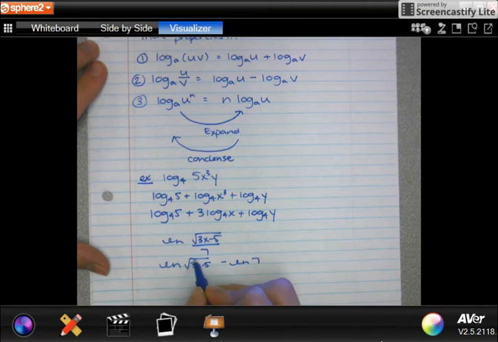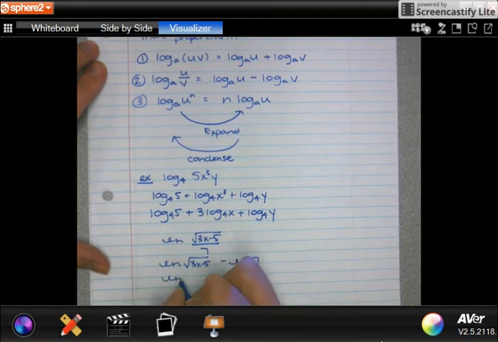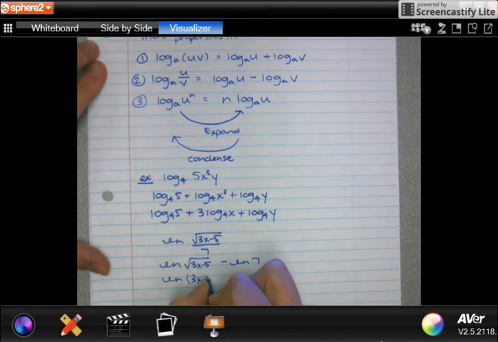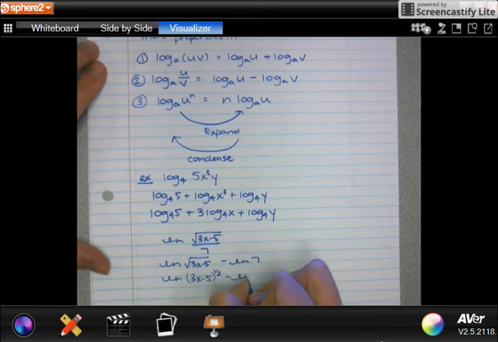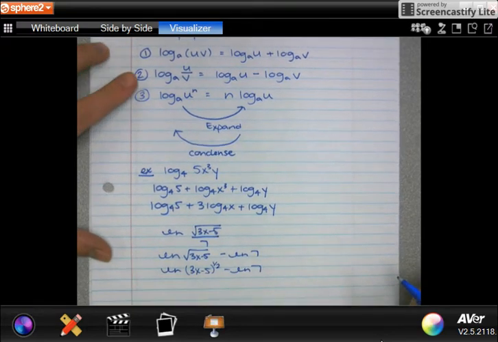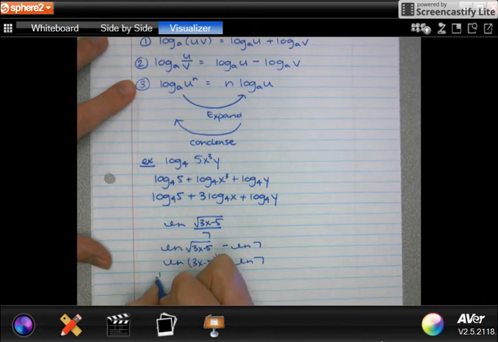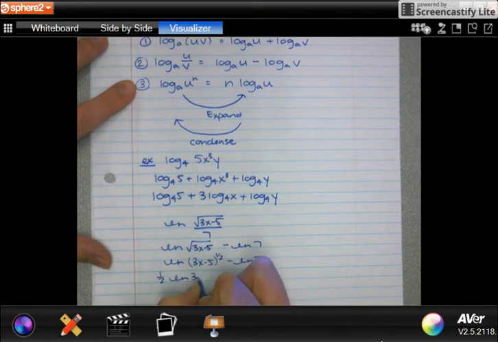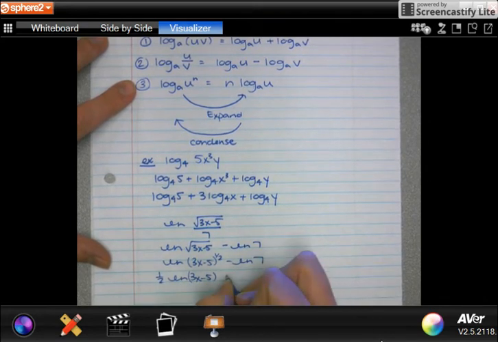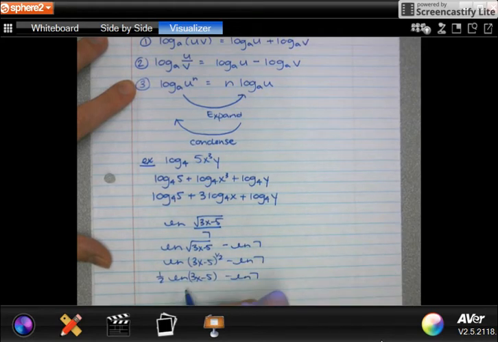Here, this doesn't look like an exponent, but remember that the square root is the same thing as raising something to the 1/2 power. So now you can use property number 3 to bring that 1/2 down in front. And you could also write that as all divided by 2.